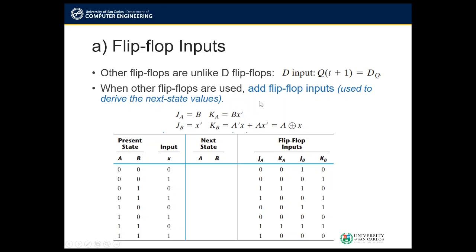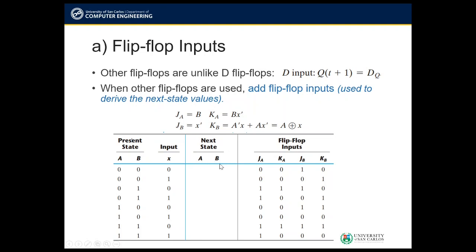In the case of using JK flip-flops, we need to add the flip-flop inputs here. Since we have two flip-flops, A and B, we will have inputs J and K for flip-flop A, and the two inputs J and K for flip-flop B. So a total of 4 additional columns here. Now technically, the columns labeled flip-flop inputs are not part of the state table, but we need these columns so that we can derive the next state.